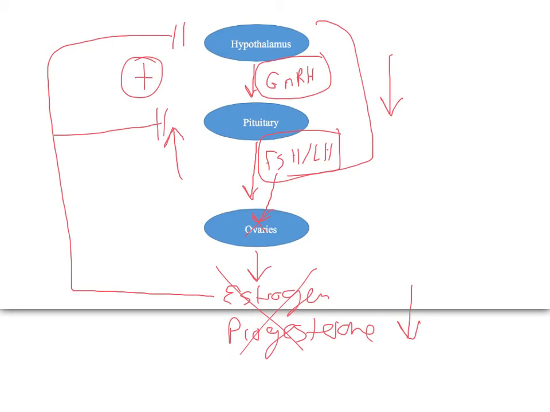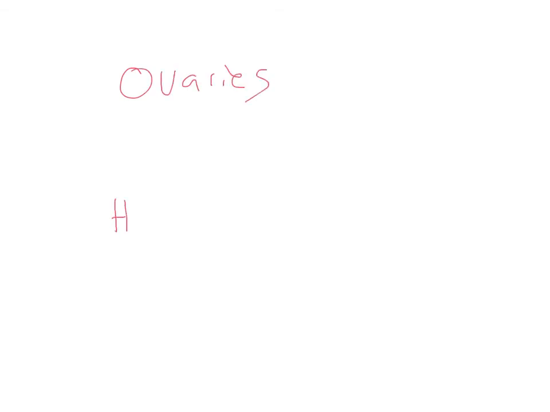So you have hypergonadotropic hypogonadism because the ovaries just aren't responding. So what this ultimately boils down to is I can have a problem with the ovaries. I can have a problem with, I'll just put the hypo/pituitary.